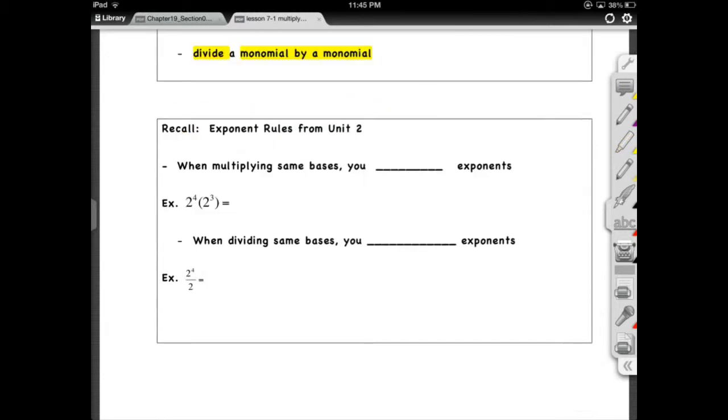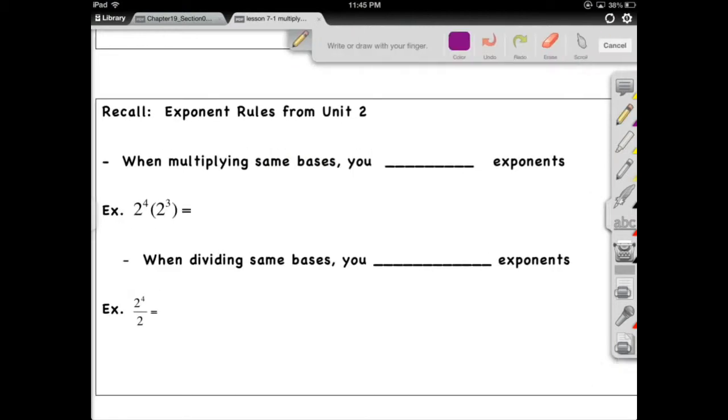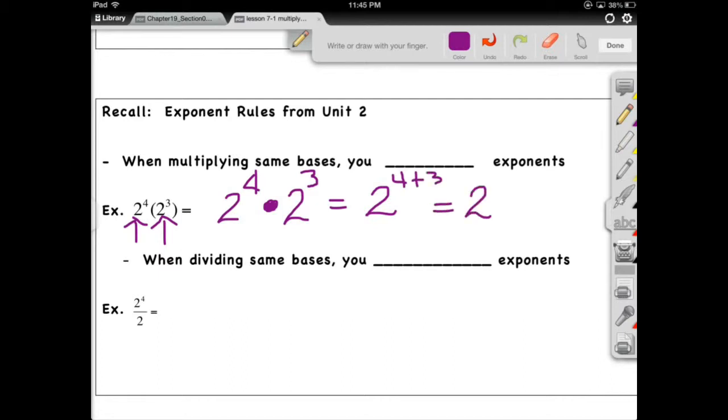Okay, so speak of the devil. There's the exponent rules. When multiplying similar bases, what do you do? So 2 to the fourth. Now, because they're side by side like this, what it means is they're being multiplied. 2 to the fourth, we'll use a dot to represent multiplication, because remember that an x is going to be used as a variable pretty soon here, times 2 to the third. So the product rule, when the bases are the same, this is 2 to the 4 plus 3, or 2 to the 7th power.